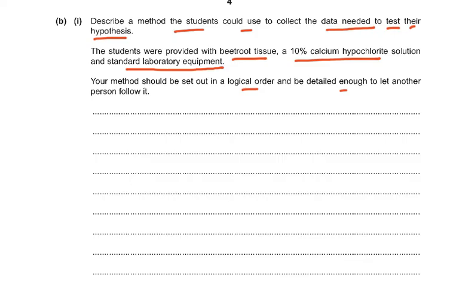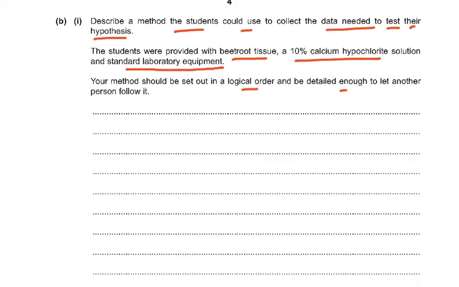So 0.5, 1, 1.5, 2, 2.5 and something like this. You could have given me these figures. Any figures you could have given me. Then you would use a scalpel and a ruler to cut and measure, to measure and cut actually. Then you would calculate the surface area to volume ratio. Then you would ensure that you would put enough calcium hypochlorite to have them fully covered, fully immersed in it.